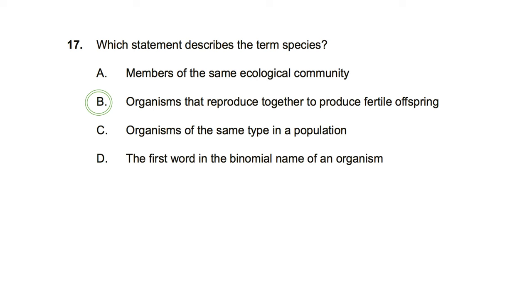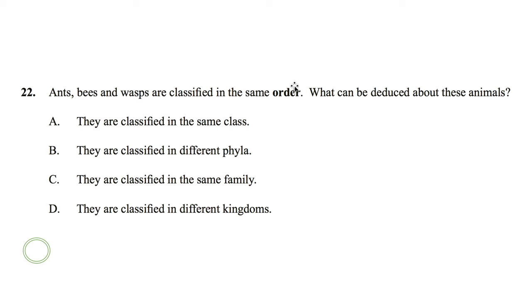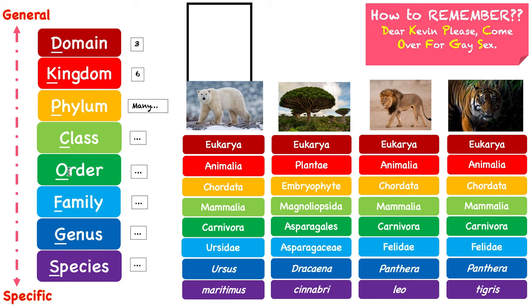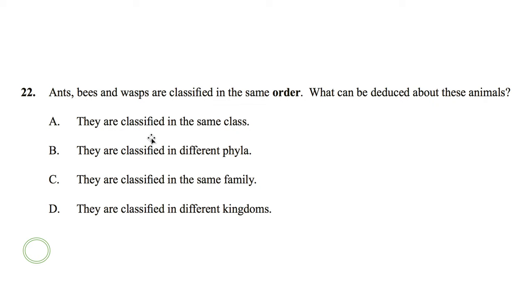So what was the question? All of these three are classified in the same order. What can be deduced about these animals? They are classified in the same class. Let's see. If you're the same order, are you the same class? Yes, because class is above order. So if you're in the same order, you must be the same class, phylum, kingdom, and domain. So I'd say that's correct.